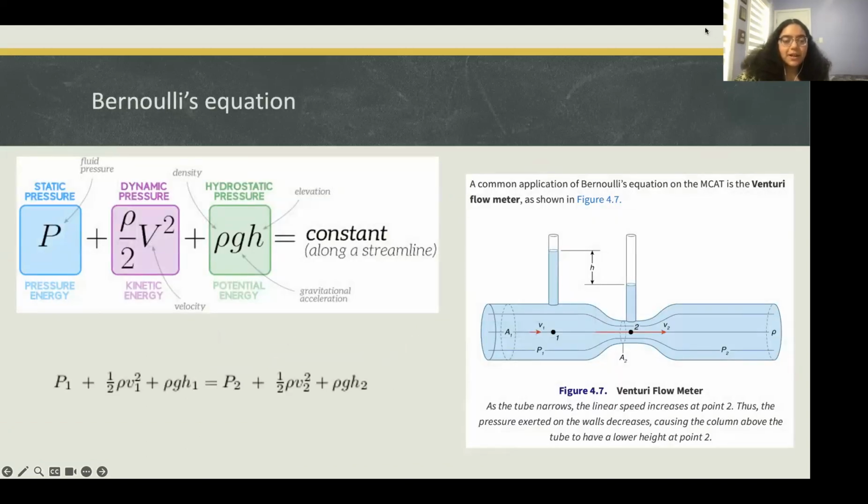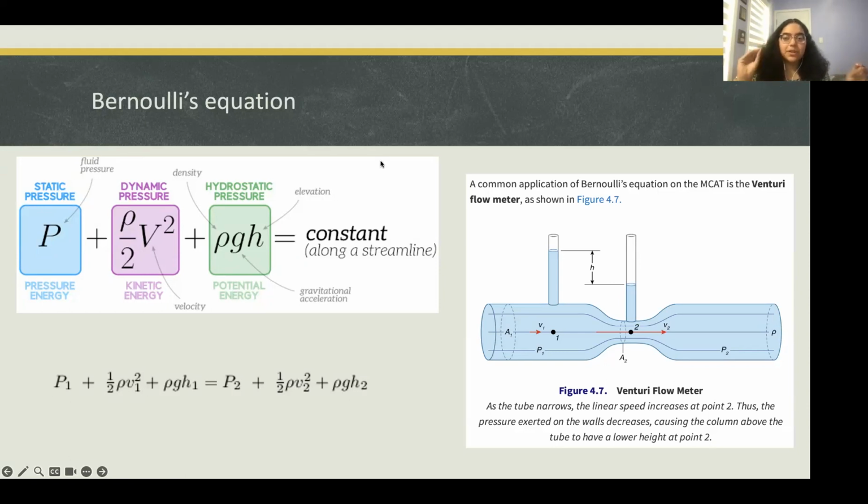Bernoulli's equation is another important one, and that's basically saying this sum here, so static pressure, dynamic pressure, and hydrostatic pressure, if you add all those up, it's going to be constant along a stream. And so static pressure is just your capital P. Dynamic you can think of as kind of like kinetic energy, which is half mv squared, but instead you're going to use density. And then hydrostatic pressure you can think of as your potential energy, which is mgh, but again, instead of your m's, you use rhos, you use density. So that whole sum is going to be constant.